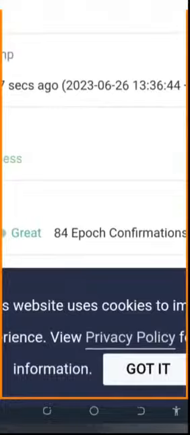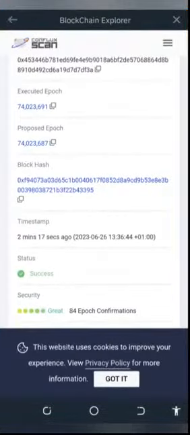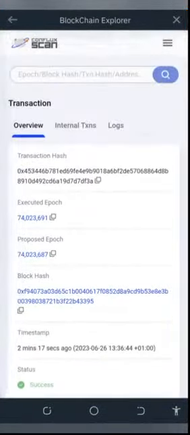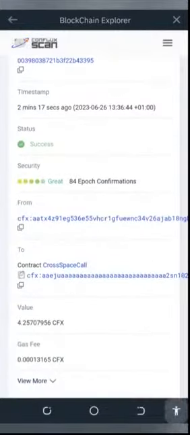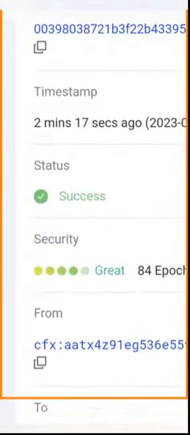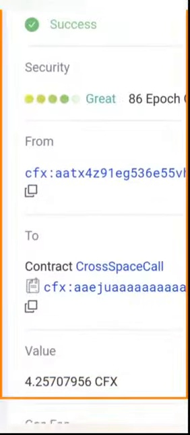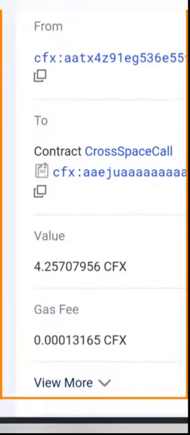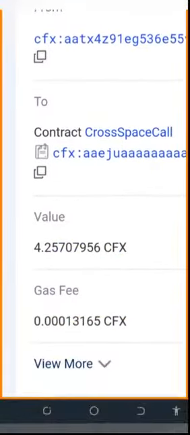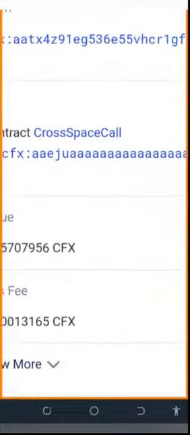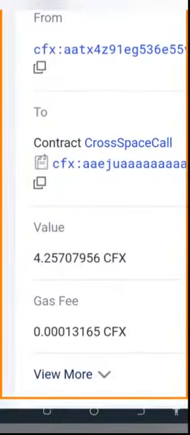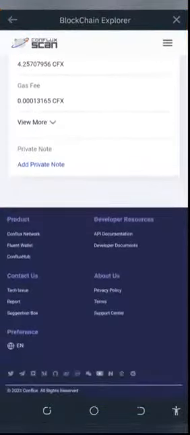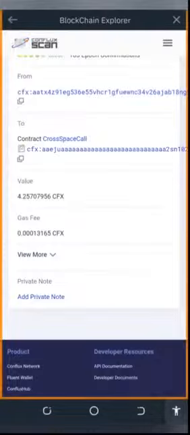So we're still waiting. Got it. Okay. We're still waiting. I just saw success here. So if we say success, we may just have to wait a little while to see what's going on. You can see everything is here. All right. So we can see that it's 4.257 CFX, because don't forget it has to take its own trading fee.